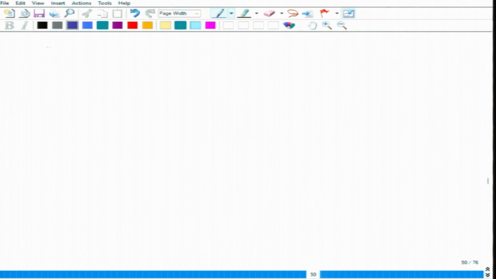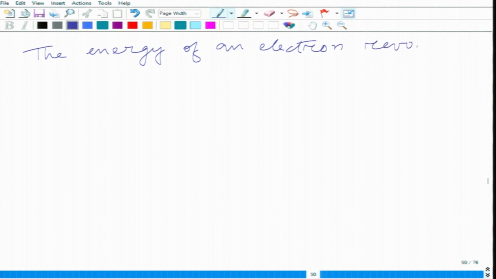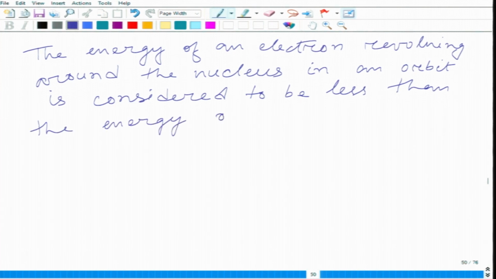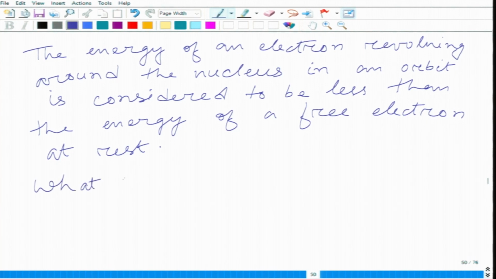So the statement is: the energy of an electron revolving around the nucleus in an orbit is considered to be less than the energy of a free electron at rest. What is a free electron at rest?